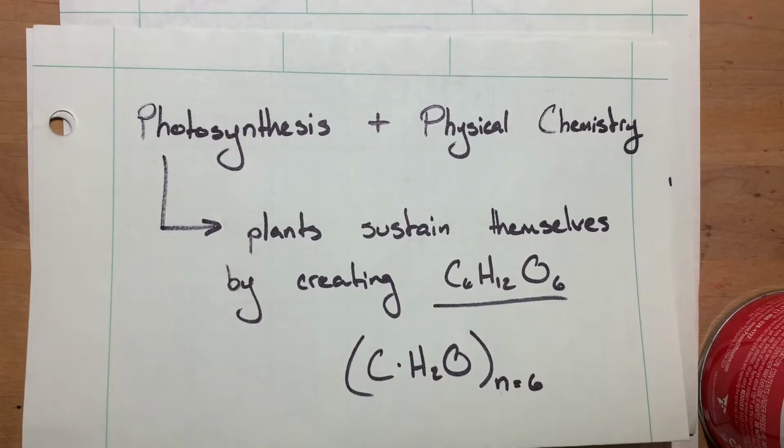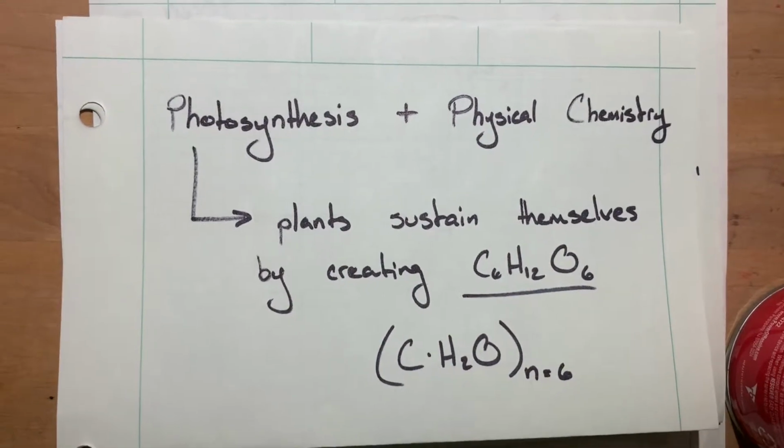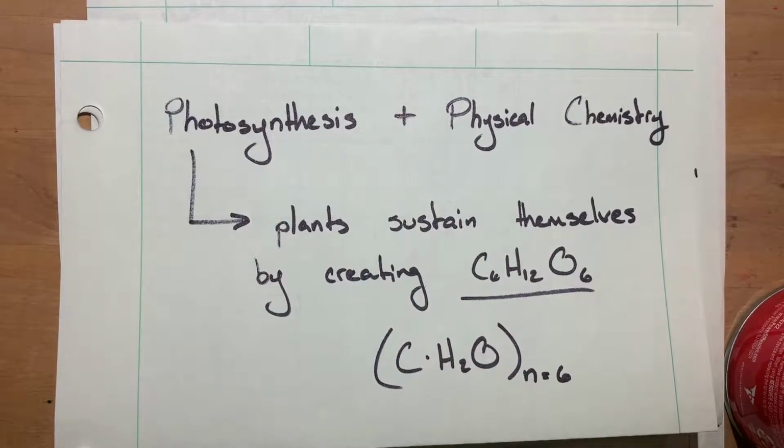Alright guys, so today we're going to be talking about photosynthesis and how it relates to physical chemistry. We know a decent amount about how it ties into organic chemistry, but where a lot of research is still fairly fuzzy is the initiation, basically, of the process. And that's due to electron excitation.